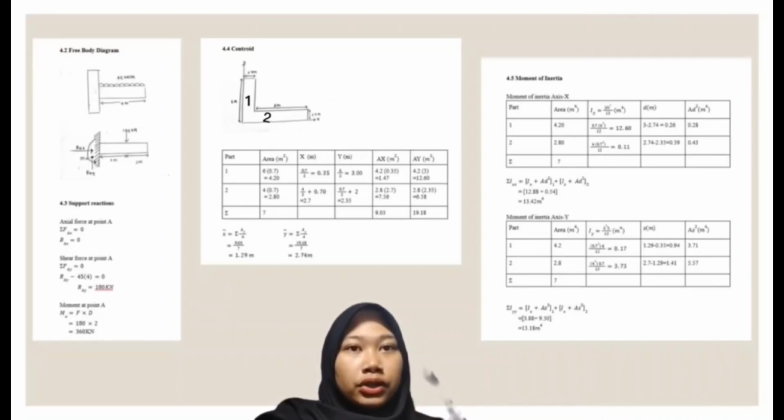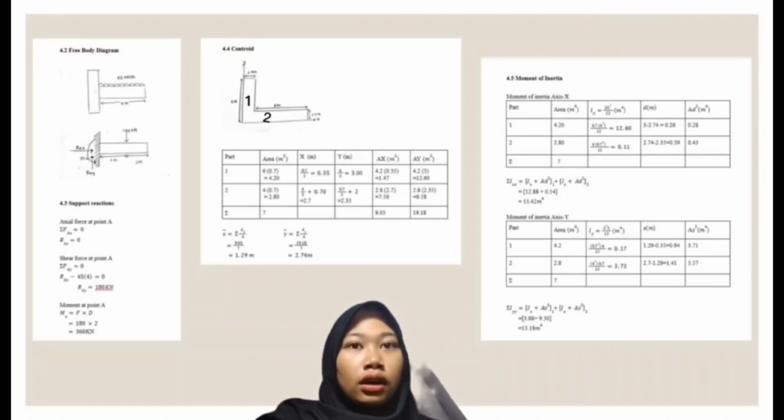For moment of inertia about the X axis, we need to have an area and calculate the inertia X for column 1 and column 2 by using the formula B times H power of 3 divided by 12. For D, we need to calculate the difference between the centroid of column 1 and the centroid of the cantilever, and repeat for column 2. And at last, calculate A times D power of 2. So the total moment of inertia about the x-axis is 13.40.